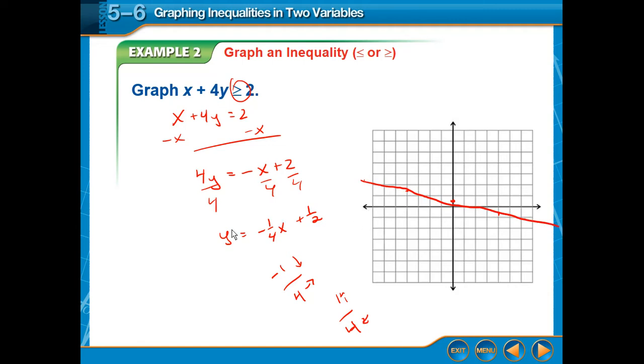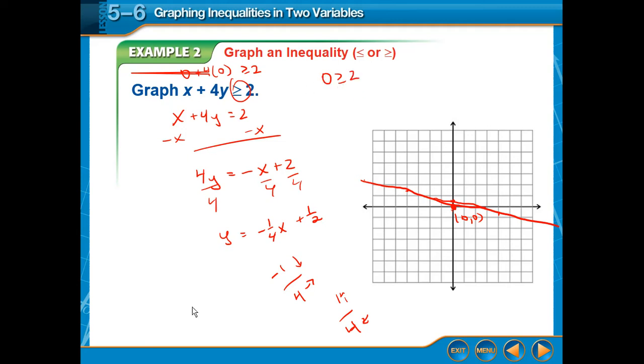Okay, so that's step 1. Step 2 is to pick a point. So again, as long as 0, 0 is not on my line, I just drew the line very poorly here. It's not really on it because the line is really up there. So I can use the point 0, 0, which is the easiest to calculate. You can use another point too. But if I put in 0, 4 times 0 is greater than or equal to 2, I get 0 is greater than or equal to 2. Now again, I got a statement that is not true.